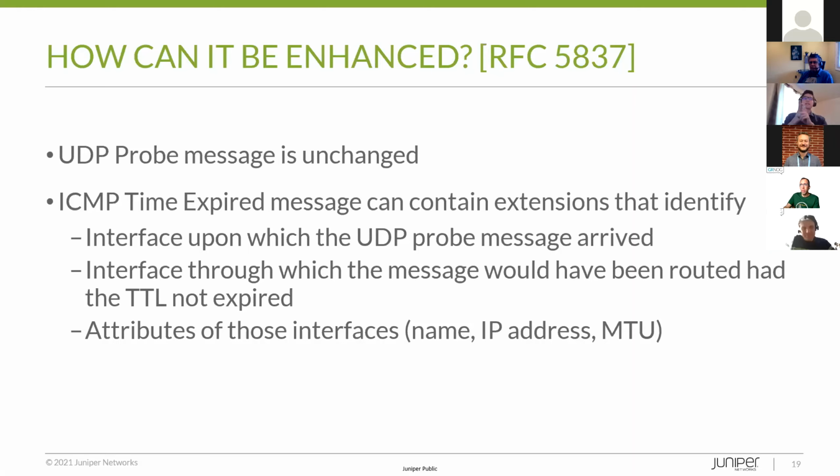And it even can tell us the interface through which the message would have been routed if it hadn't expired. So this will tell us where it came from and where it would have gone, so then in the next hop we can verify and gain exact knowledge of where our packets are going. And the things we can learn about these interfaces are the attributes, so the name, the IP address, the maximum transmission unit, and this type of information.